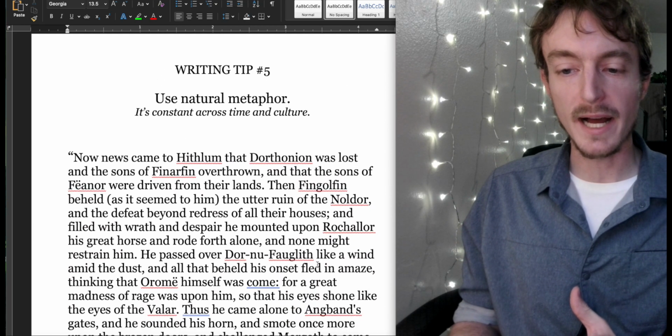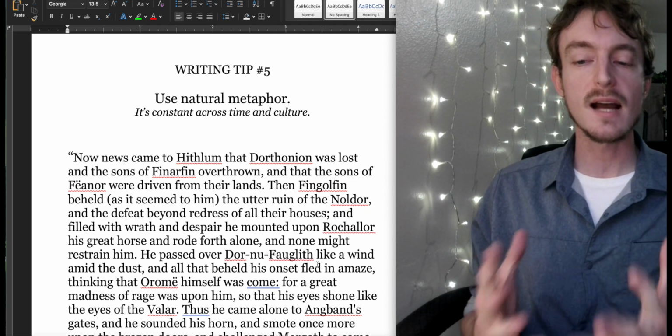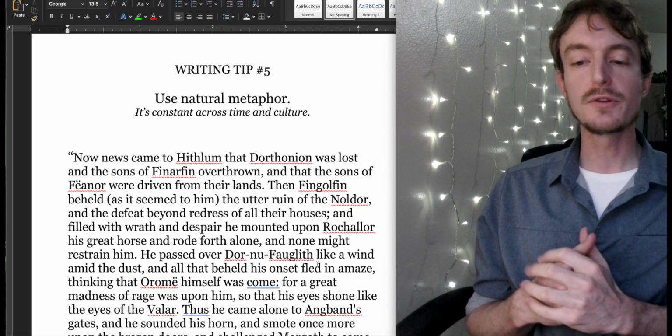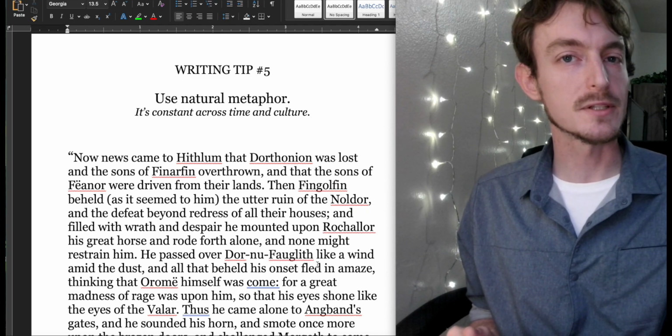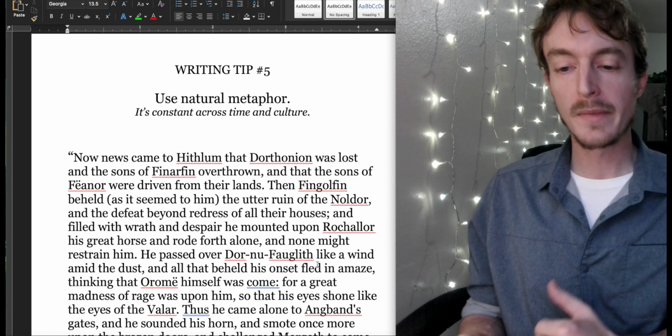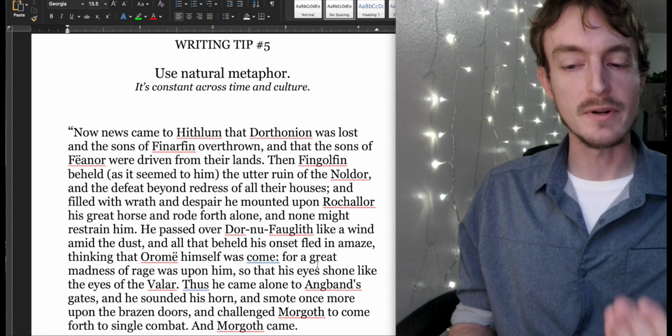Writing tip number five, use natural metaphor. The reason you use natural metaphor is that it's constant across time and culture. You say, like a lightning bolt. No matter how that's translated, people understand what you're talking about in any culture. Let's read. We're going to read a rather lengthy example, and you just watch out for natural metaphor.